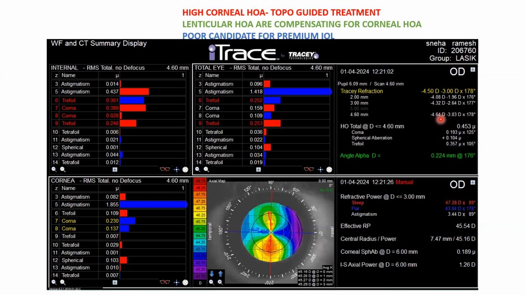I would still want to draw your attention to the Tracey refractions at different sizes of pupil. At 2 mm it is this, and at 4.6 it is vastly different. No, at 4 mm it is not vastly different. If you look at the overall Tracey refraction, it is similar to the one at 4. But yes, if you look at 2 and 3 mm, basically what you're doing is removing a lot of the aberrations which are from the periphery. Now, we don't know whether it is removing the lenticular aberrations or the corneal aberrations.